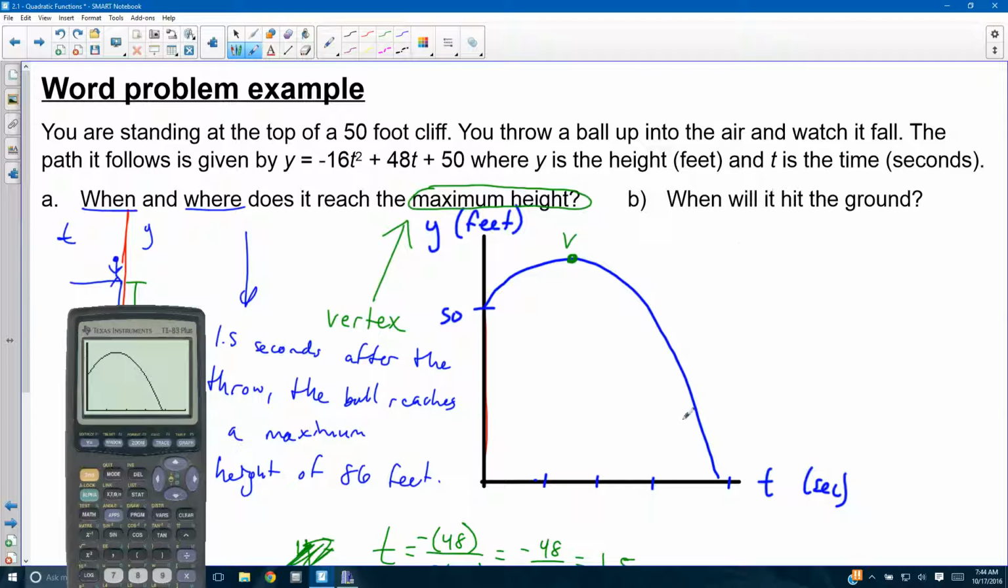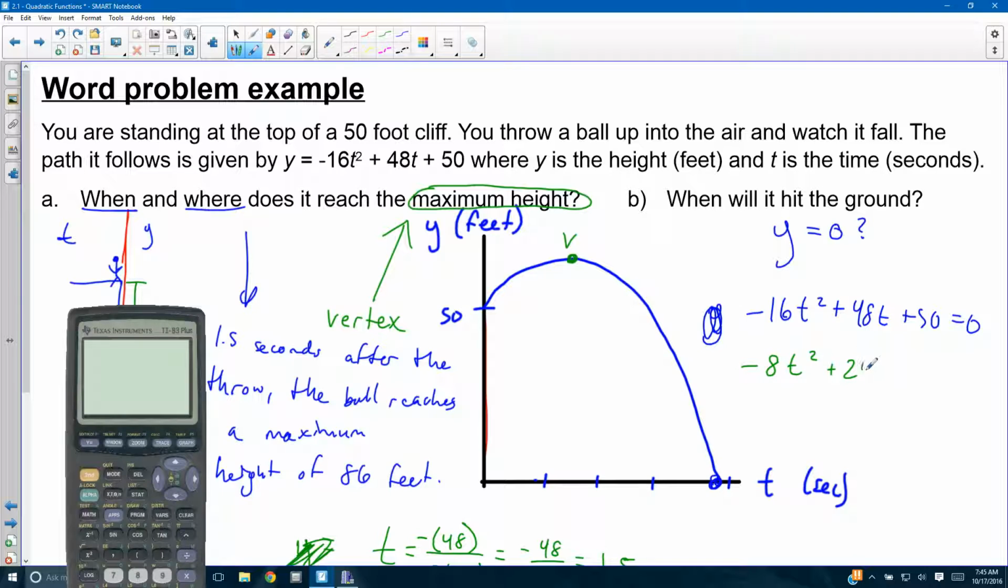When will it hit the ground is the next question. So what you're looking for is, when will your height be 0? That's what we're looking for. So substitute 0 for y and solve for t. We'll get negative 16t squared plus 48t plus 50 equals 0. And you solve. We can solve using the quadratic formula. I can even reduce these values a little bit if I divide everything by 2. I don't know if it's factorable. I'm not certain here. So negative 8t squared plus 24t plus 25 equals 0.